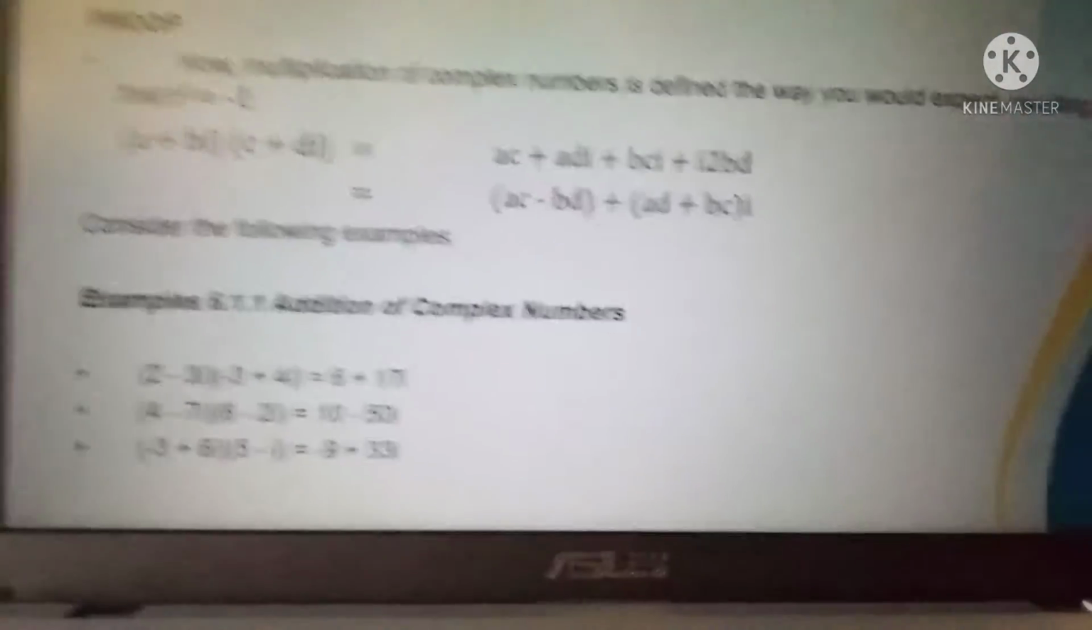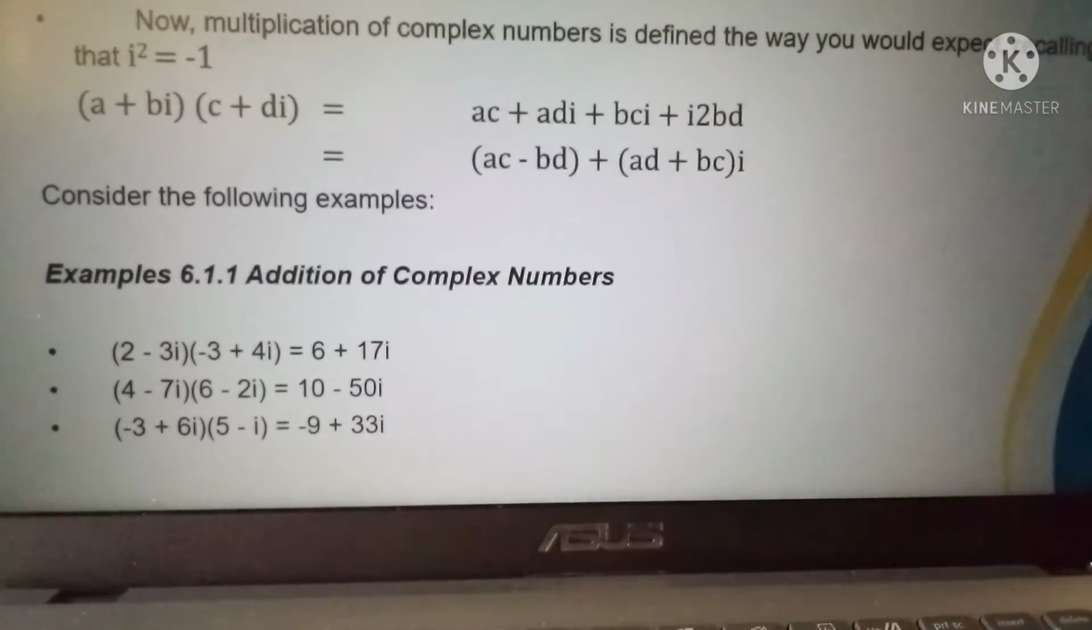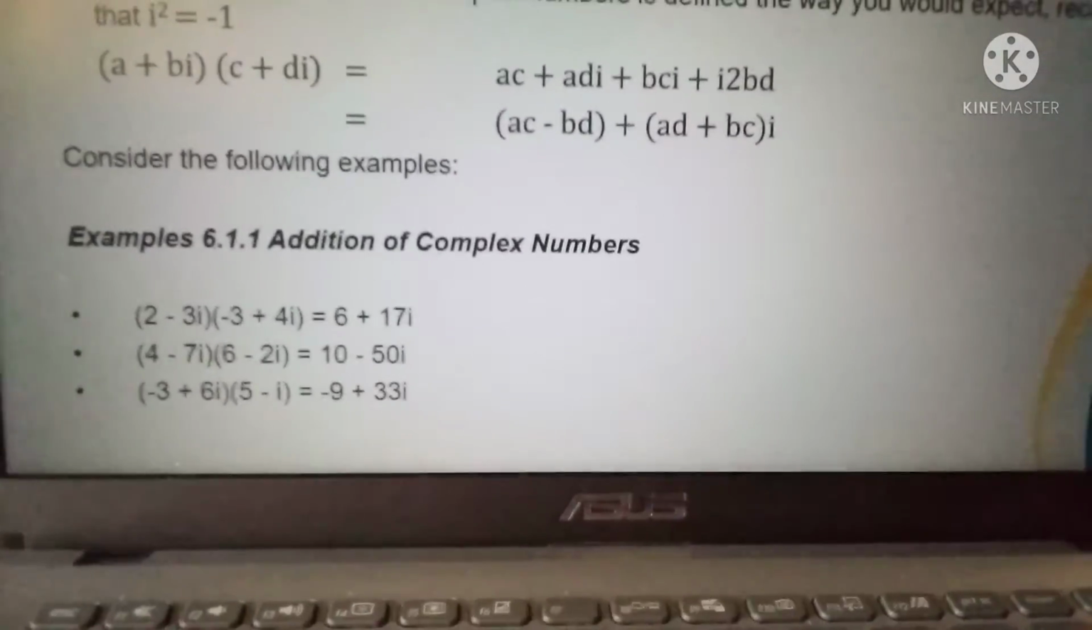So, we have example 6.1.1, addition of complex numbers. So, ayan, tingnan nyo na lang po yung example.